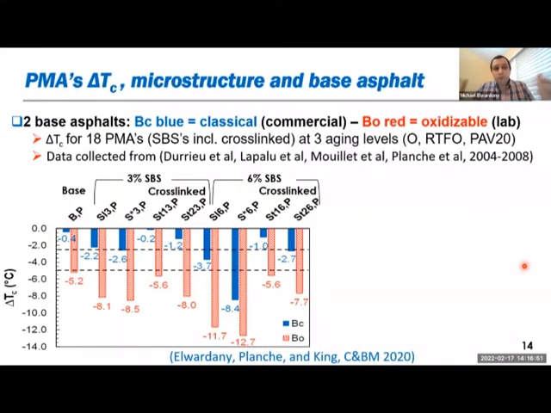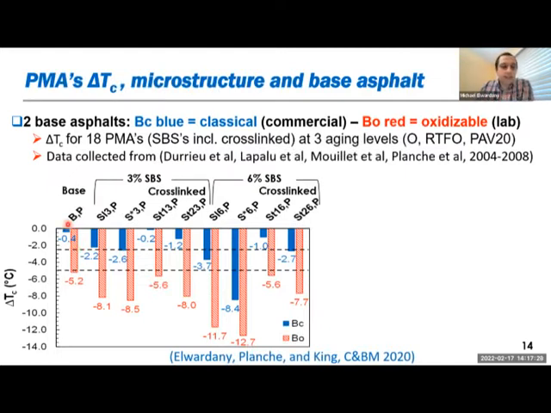Next, the other thing we did is that we looked in the literature and found a very nice study that was actually done at Total in France. This study looked at 2 base binders. One is a classical or commercially available binder, that's the blue one. And then the red one is actually a redox or oxidizable binder. It's just a lab blend for the sake of this study. It's not commercially available. And you can see the blue base binder is here in blue, and the red base binder is here in red.